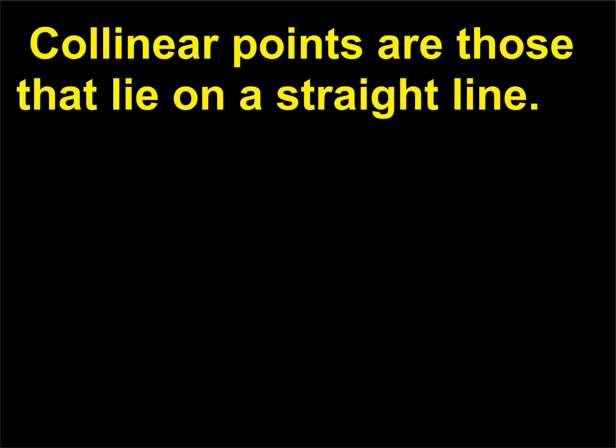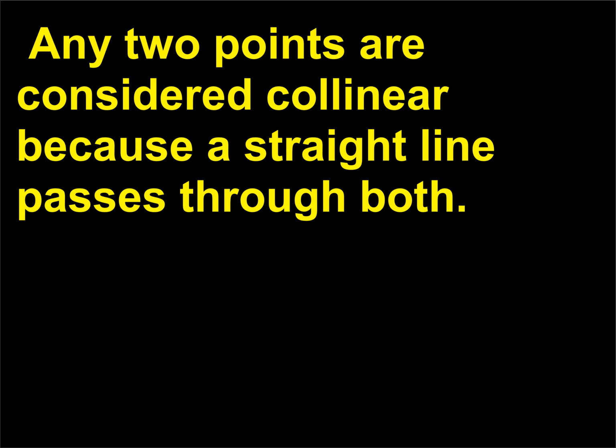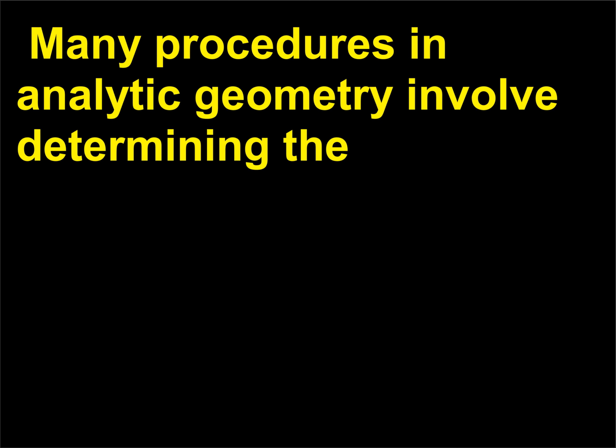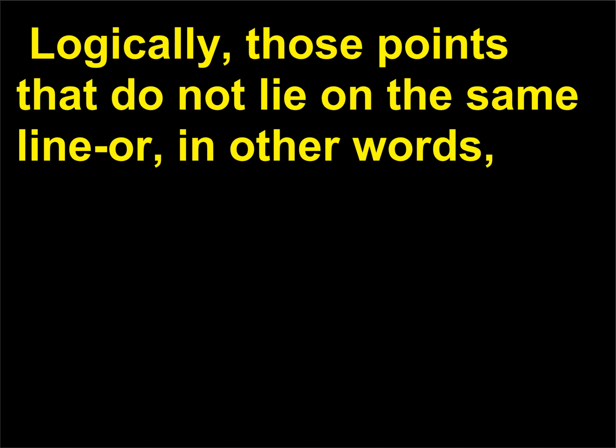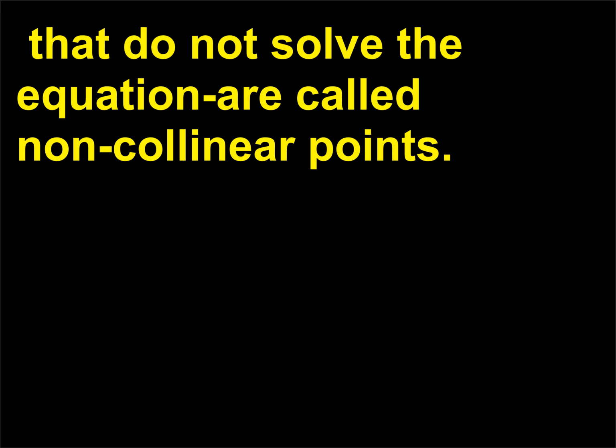Collinear points are those that lie on a straight line. Any 2 points are considered collinear because a straight line passes through both. Many procedures in analytic geometry involve determining the collinear points that represent coordinates that solve an equation. Logically, those points that do not lie on the same line, or, in other words, that do not solve the equation, are called non-collinear points.